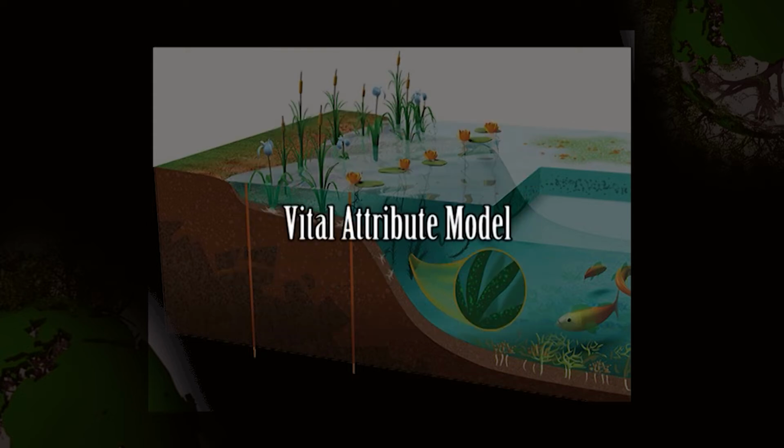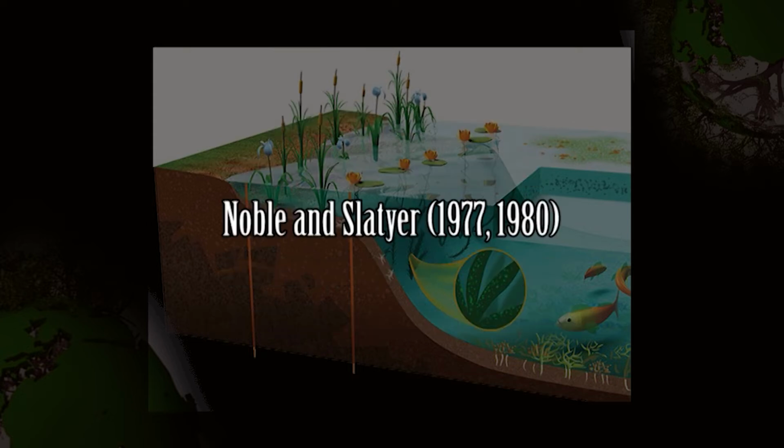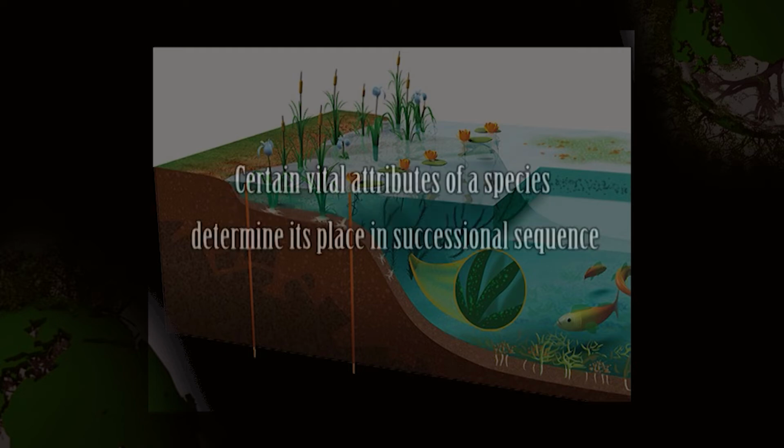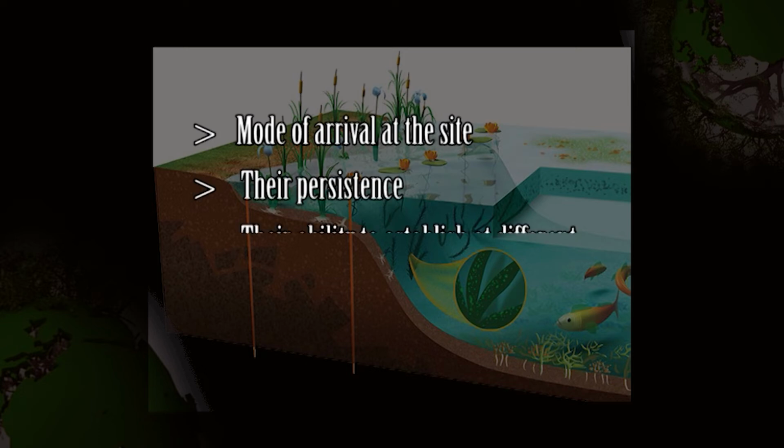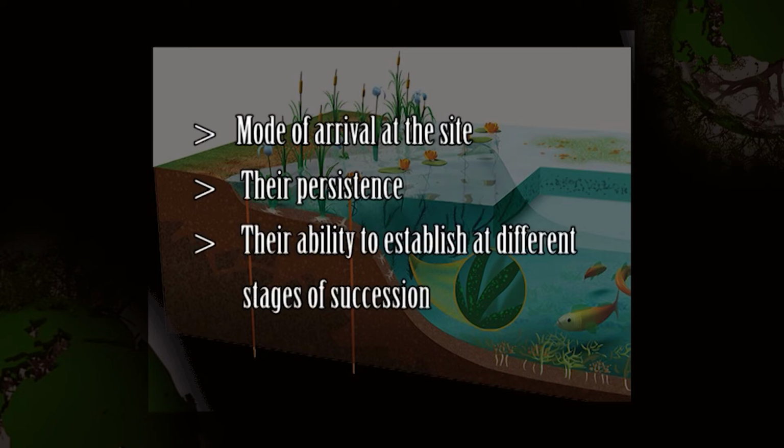Vital attribute model. Noble and Slatyer, 1977 and 1980, are of the opinion that certain vital attributes of a species determine its place in the successional sequence. These vital attributes are mode of arrival at the site, their persistence, and their ability to establish at different stages of succession. The three attributes can be related to the duration of their dormancy in the seed bank, their age at first fruiting, and their longevity as adults.